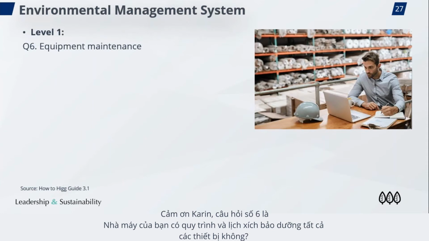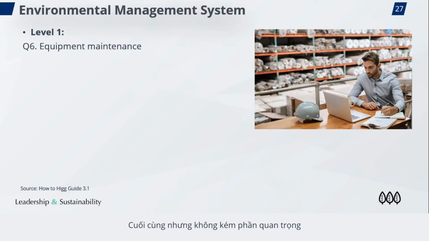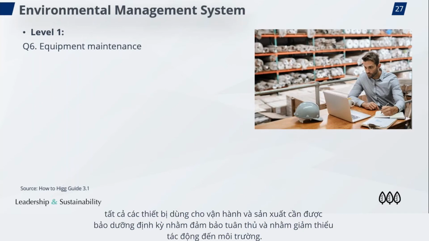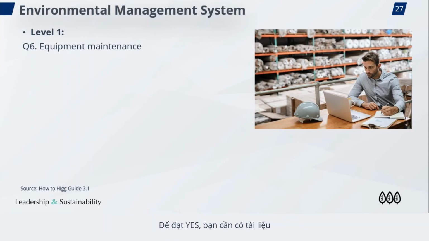Thanks, Karin. Question 6 is, does your facility have a process and schedule to maintain all equipment? Last but not least, in level 1, all equipment for production and operation should be maintained regularly in order to ensure compliance and reduce environmental impact. In order to reach yes in here, documentation is required always. Equipment maintenance schedule, equipment maintenance log.